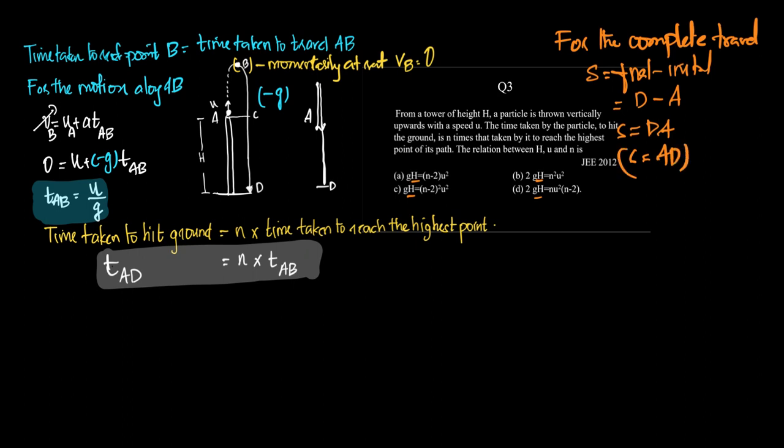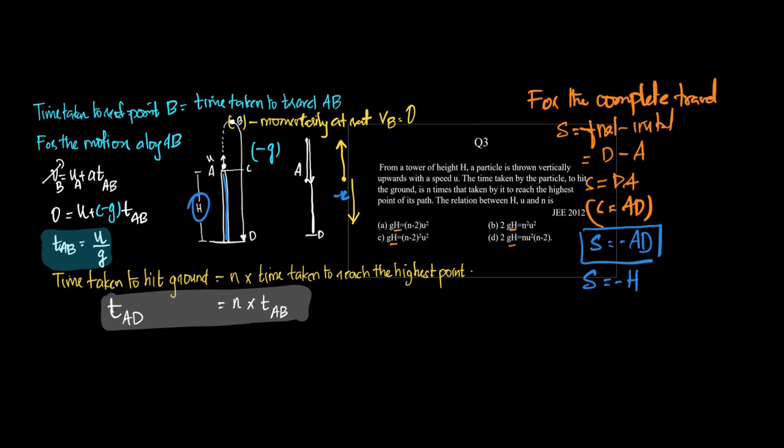But there is a difference here. The object is being projected upwards, and the final position is against the initial direction of motion. The initial velocity is upwards, and the final position is against it, which means the displacement of the body will be negative. So S here will be equal to minus AD. And AD from the question is equal to H, the height of the tower. So S will be equal to minus H.